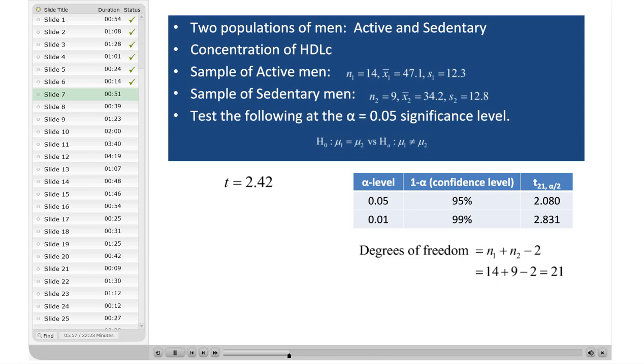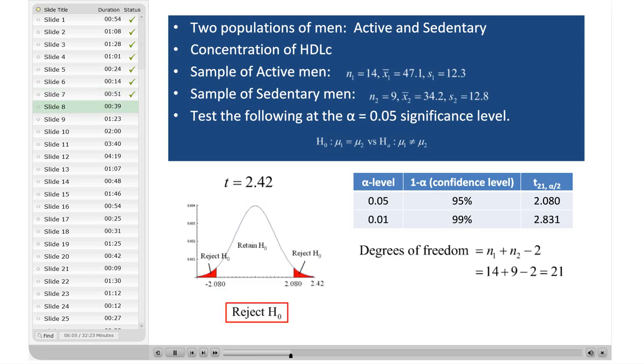Then we just look at our alpha value, which is 0.05, and we see that the cutoff value we're going to use on this problem is 2.08. Since our cutoff value is 2.08 and our t-statistic value of 2.42 is in the rejection region, we're going to reject the null hypothesis here. In other words, we're rejecting the hypothesis that mu1 is equal to mu2.